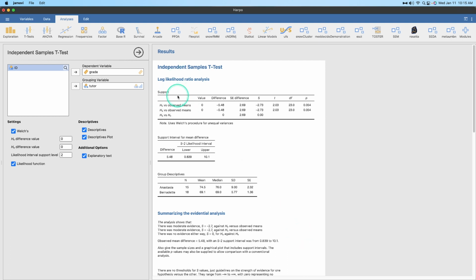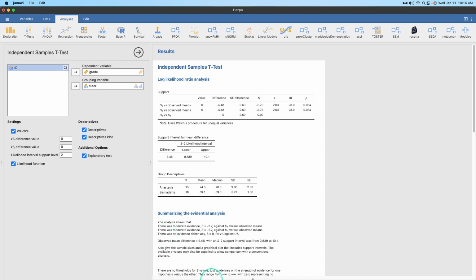So let's go through the output here. Let's talk about the support table. The support table is giving you 3 rows. It's giving you the null hypothesis versus the observed means, the alternative hypothesis versus the observed means, and then the alternative versus the null hypothesis values, okay? Now, as you can see, I did not specify what my alternative hypothesis difference value is going to be. Leave it at 0. If this is something new that you've never tested before, and you have no idea what the alternative mean difference is, leave it alone. Now, if you know what your alternative hypothesis should be, maybe from previous literature, then you would put that value in there.